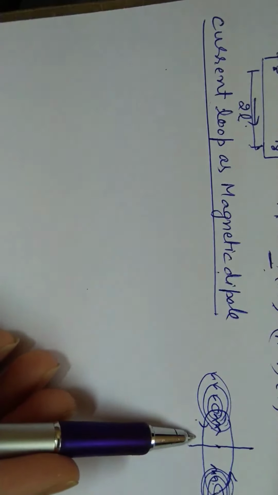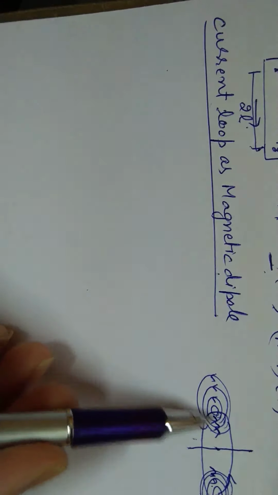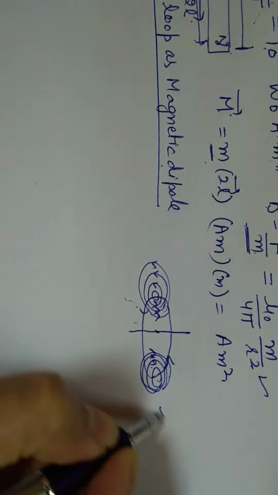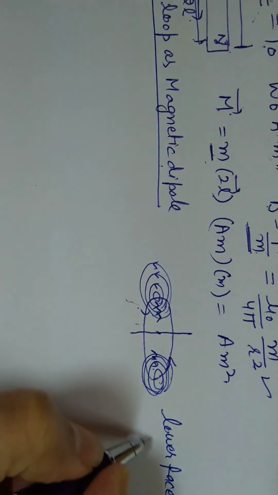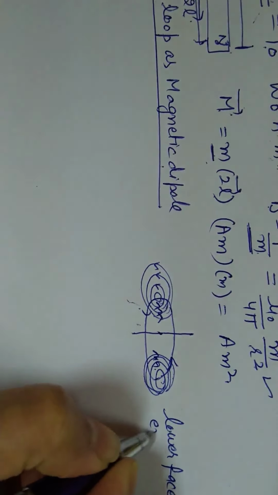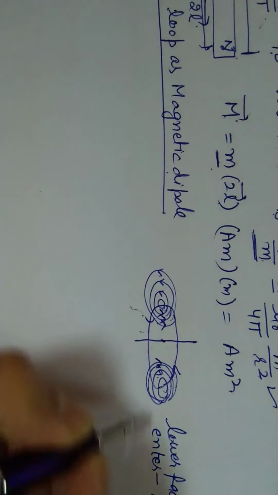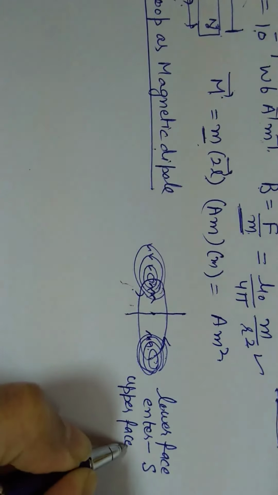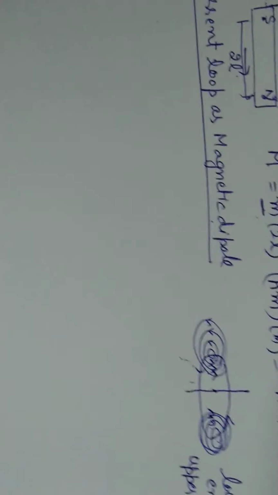Then the lower face, where the field lines seem to enter, is the south pole, and the upper face, where the field lines leave this coil, behaves as a north pole.